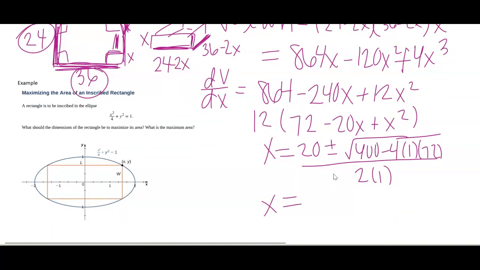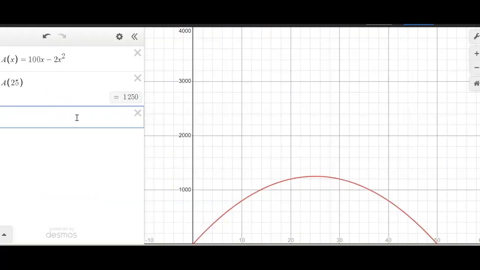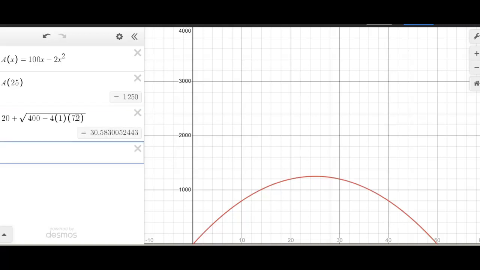And I end up getting, let's go ahead again and just pull up our good old pal here. And do 20 plus or minus the square root of 400 minus 4 times 1 times 72, divide that by 2.